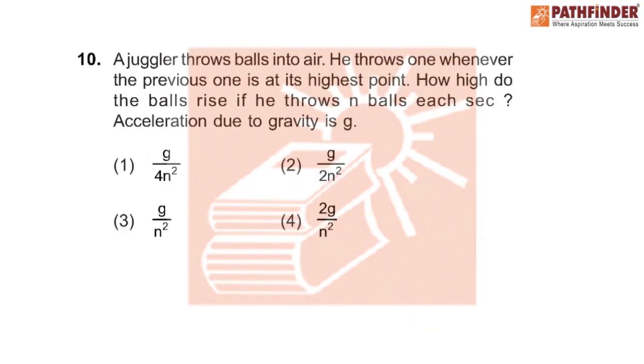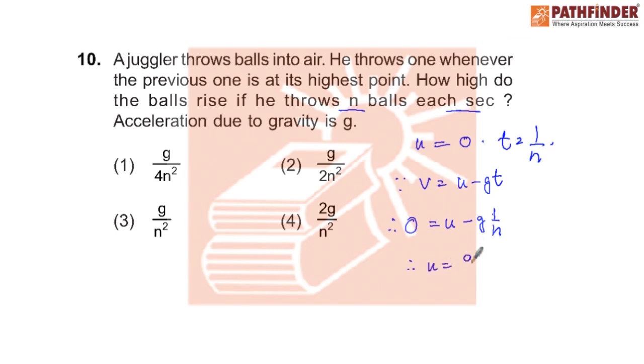Now we come to the next problem, where we have a juggler throwing balls into the air, and he throws one whenever the previous one is at the highest point. So how high do the balls rise if he throws n balls each second? It is very important to see at what interval he is throwing the balls. At the highest point we have v equal to 0, and the time interval at which he throws the ball is 1 by n. If we apply v equal to u minus gt, then 0 is equal to u minus g into 1 by n. So here we have u as g by n. This is our first equation.